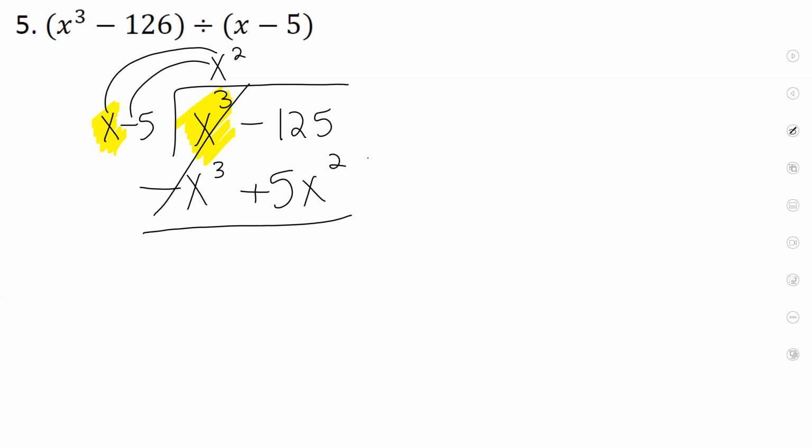Can we combine these two? No, they don't have an x. They both don't have an x squared. You can't add them or subtract them together. So guys, keep them separated. This is just a 5x squared, and this is a minus 125. We cannot combine them because they don't have the same variables.